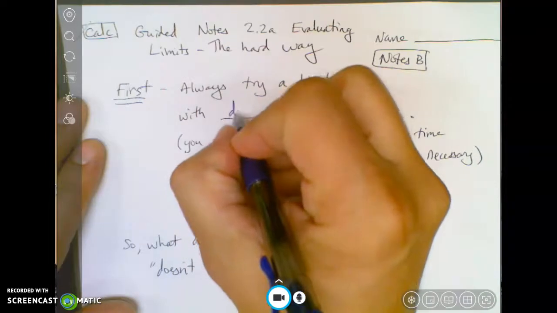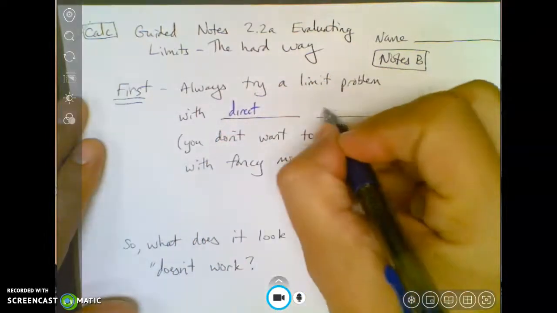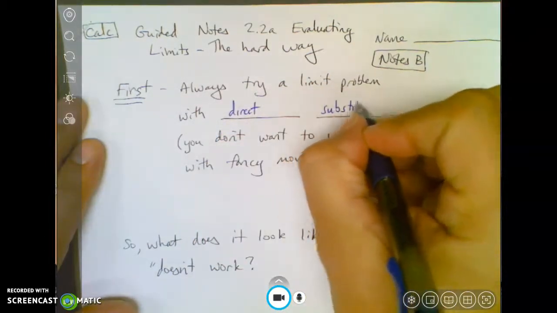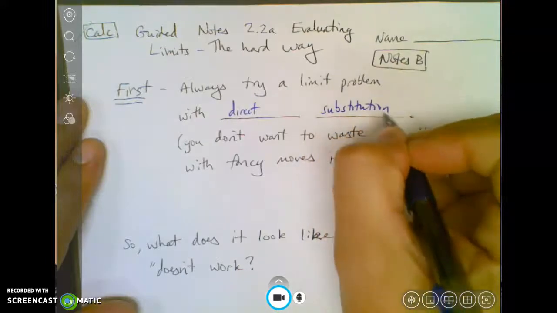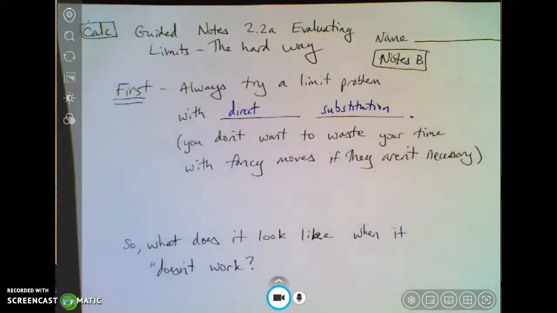That's what we did last time, where you just try plugging the number in. I said you don't want to waste your time with fancy moves if they aren't necessary, because you could have a problem that looks like you need to start factoring your stuff, but you don't even notice you could have just plugged your number in and been done really quickly.